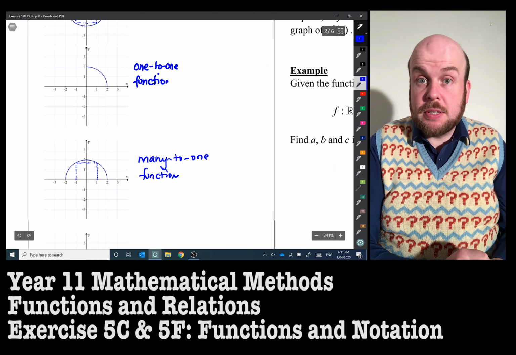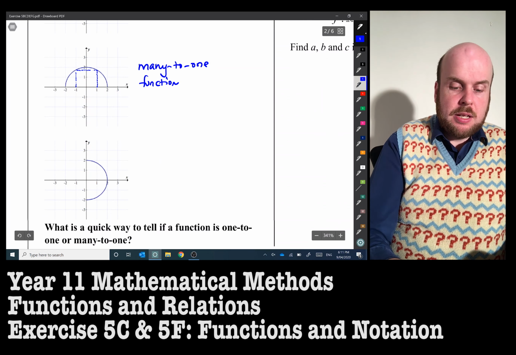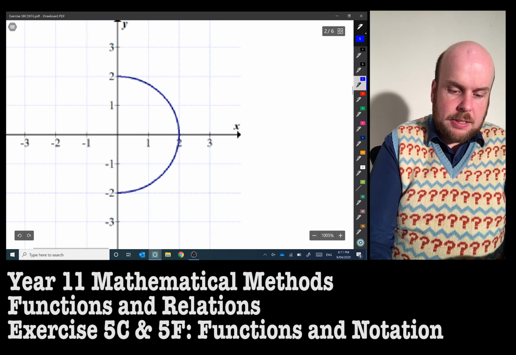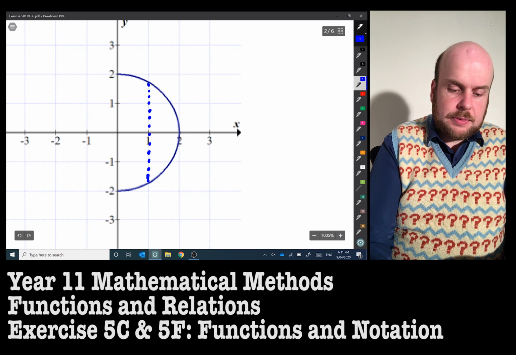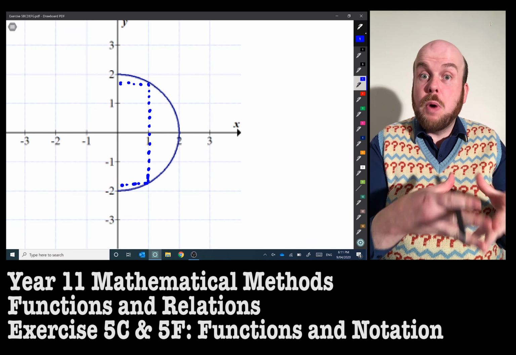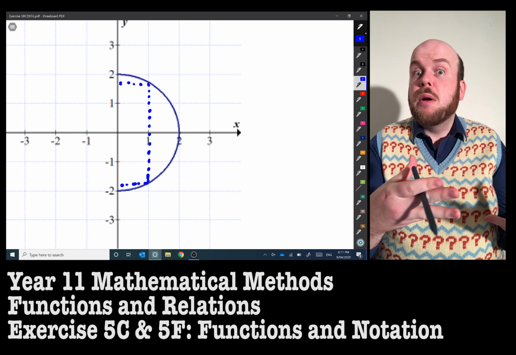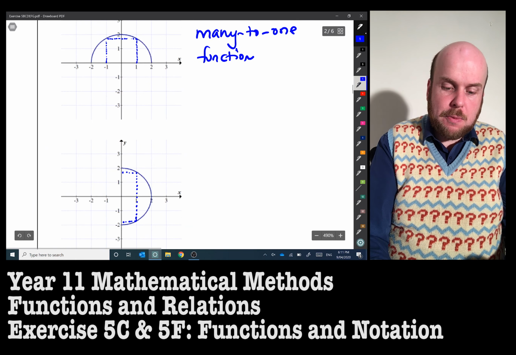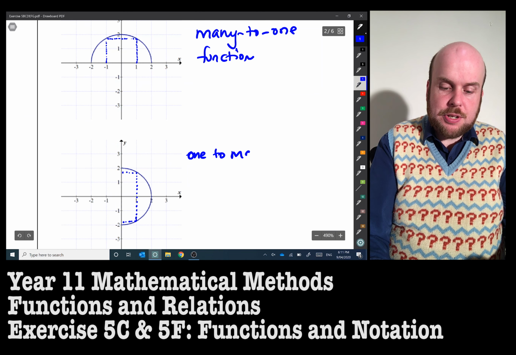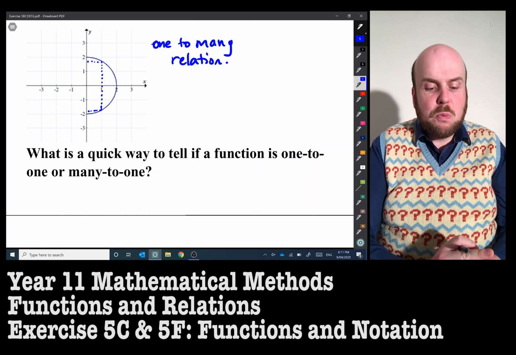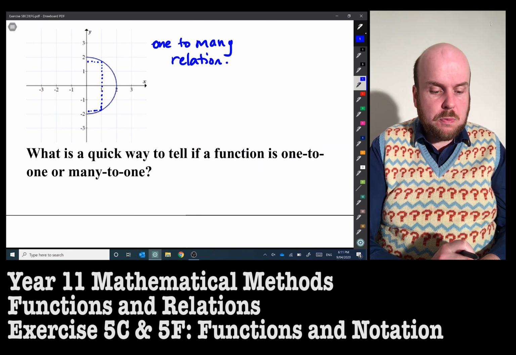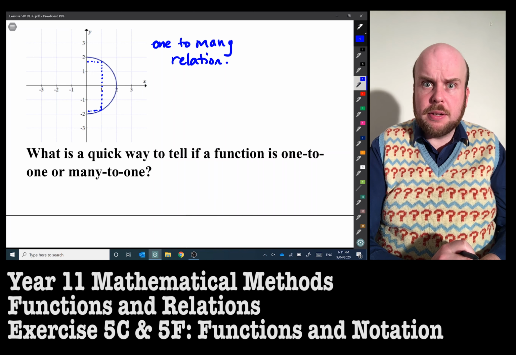So by that process of elimination, in this last graph, one x value gives us many y values. Then this one would have to be a one-to-many relation.